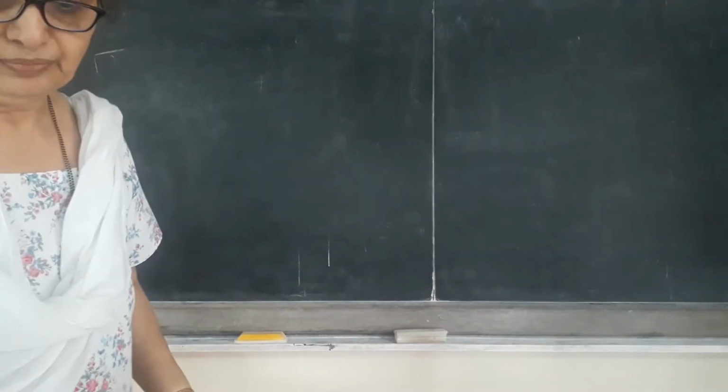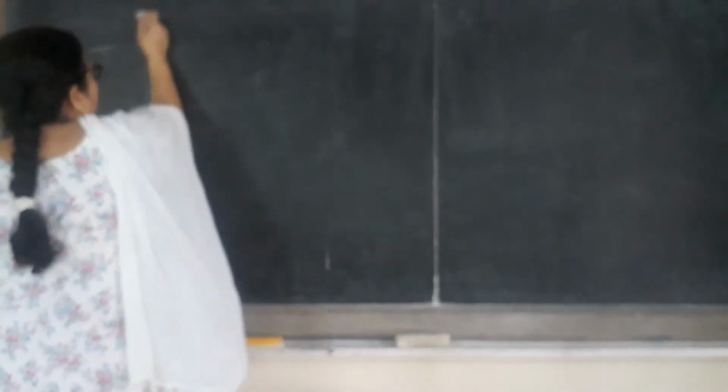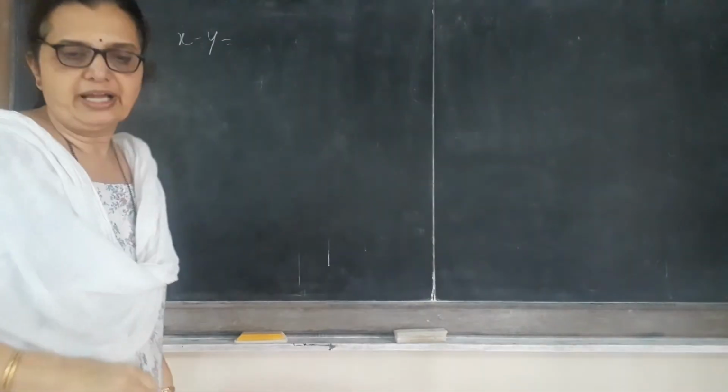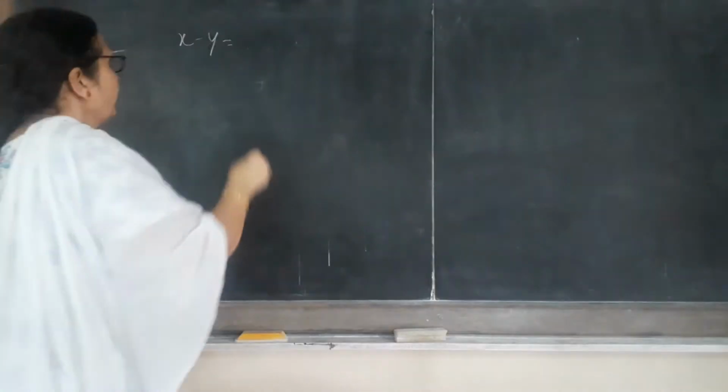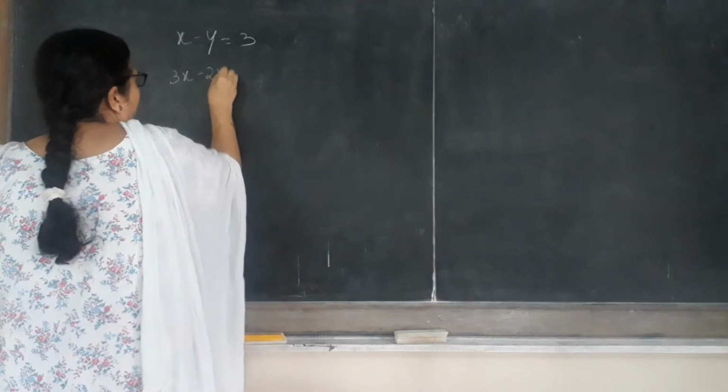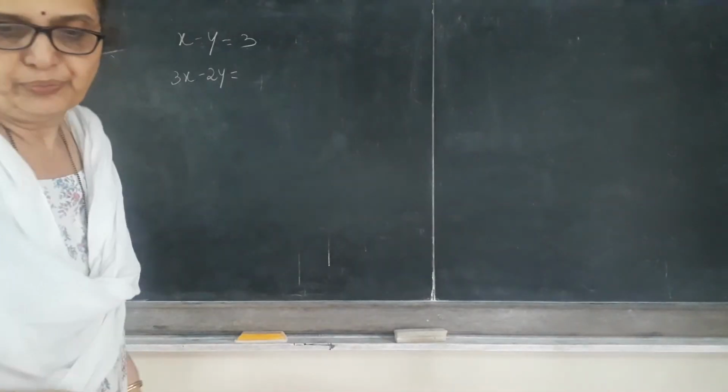One more sum. x minus y is equal to 3. 3x minus 2y is equal to 10.